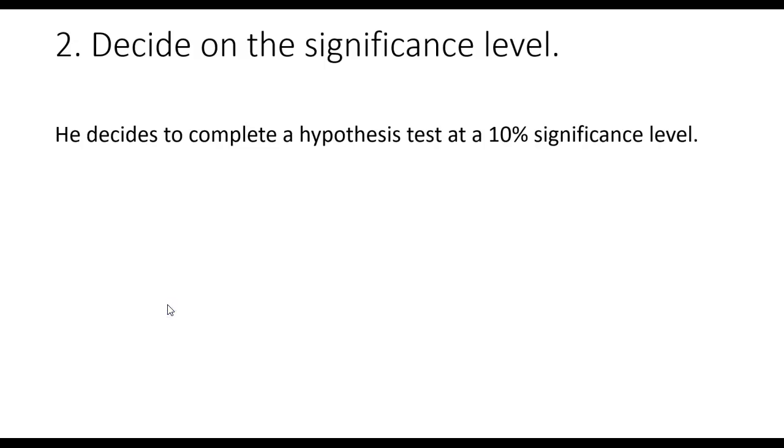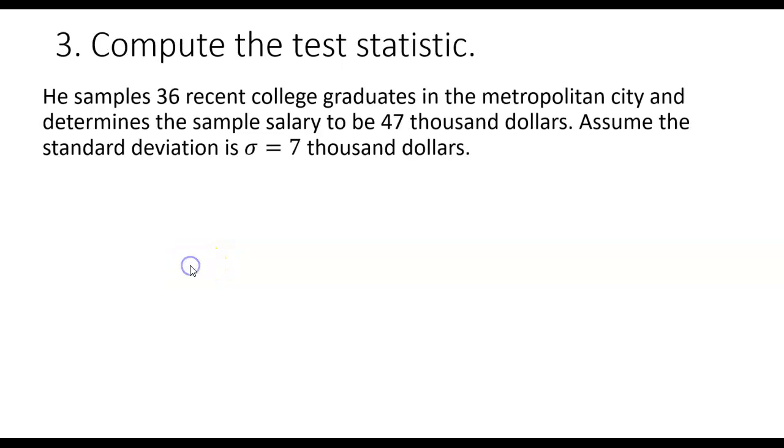So let's now decide on the significance level, number 2. They tell us it's 10%, so that gives us alpha is 0.10. That's going to be needed for us to find the critical value. To compute the test statistic, we need all of the data. So remember that 50,000 that we talked about initially, because that is our given value. We know that he samples 36 college graduates, determines the sample salary to be 47,000, and then we have the standard deviation. So x bar, the sample mean, is 47.